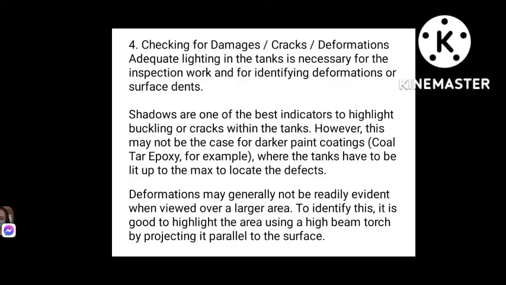So number 4, checking for damages or cracks or deformation. Adequate lighting in the tanks is necessary for the inspection work and for identifying deformation or surface dents.